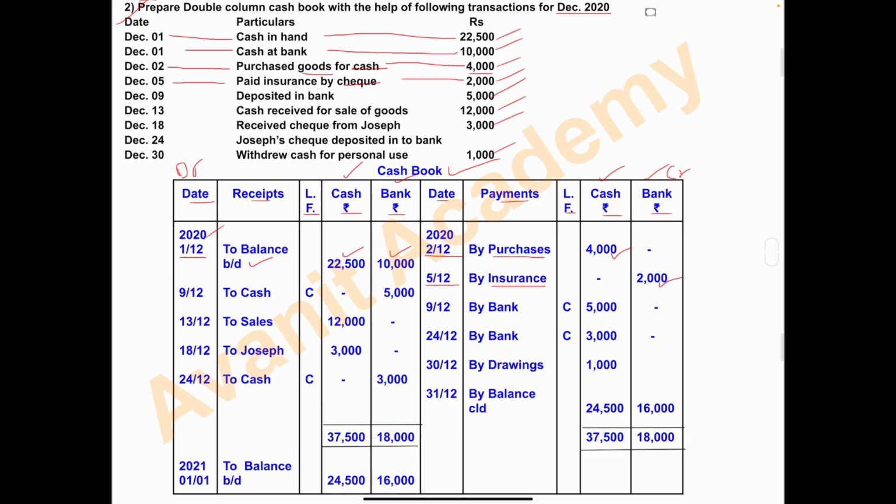Next on December 9th, deposited in bank rupees 5000. Deposited in bank means cash deposited in bank. So what will be the entry? Bank account debited to cash account. So this is the contra entry. Okay, the cash deposited into bank. The entry is bank account debited to cash account, and that is the contra entry. So this entry will appear on both sides of the cash book.